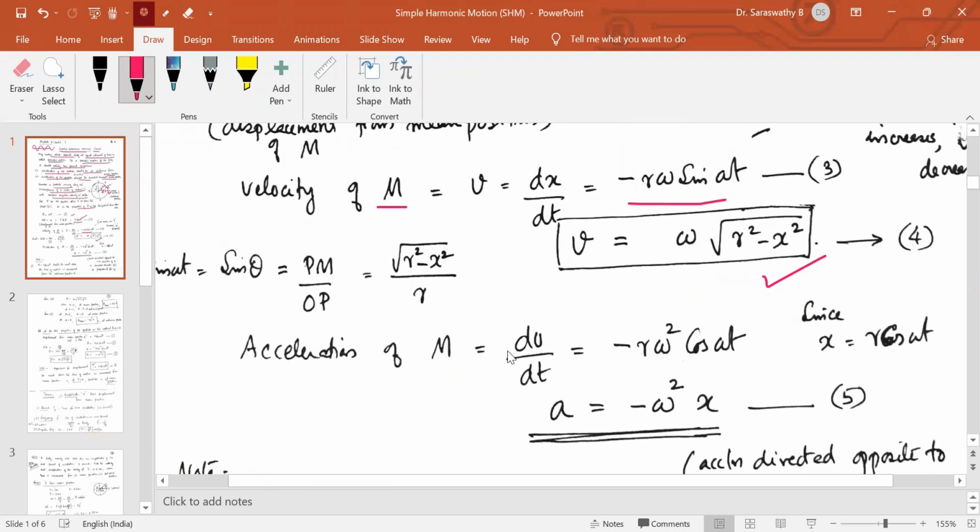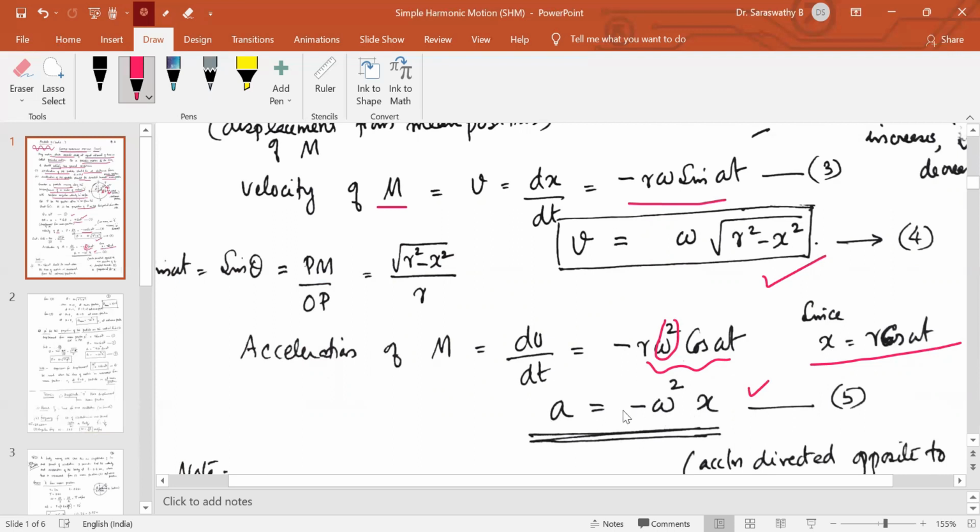Now, coming to acceleration, acceleration is dv by dt. So here, r omega sin omega t, differentiation is cos omega t into omega. So it becomes r omega square cos omega t. Now, we know x is equal to r cos omega t. So except this omega square, this r cos omega t can be replaced with x. So acceleration is equal to minus omega square x. That means the acceleration is proportional to the displacement from mean position.